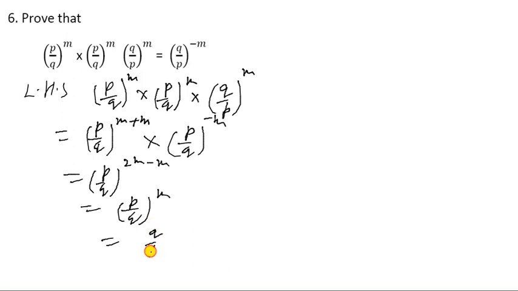Once again by 3. So 3 3s are 9, 1, and 3 4s are 12, and 3 3s are 9. So what will happen?